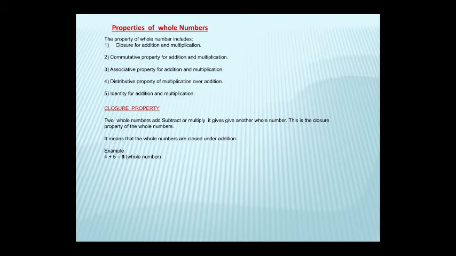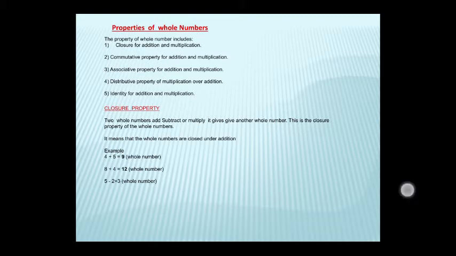For example, 4 plus 5 equals 9. Here 4 is a whole number, 5 is a whole number. If you add, you get 9, and 9 is also a whole number. That is what closure property says. If you take any two whole numbers and add, subtract or multiply, and the answer is a whole number, then the closure property holds.